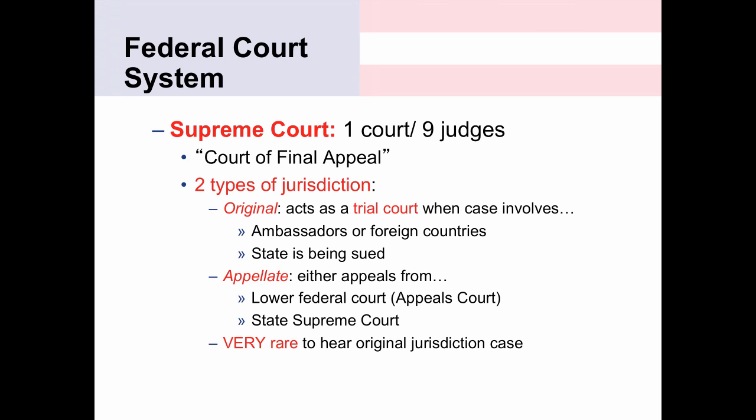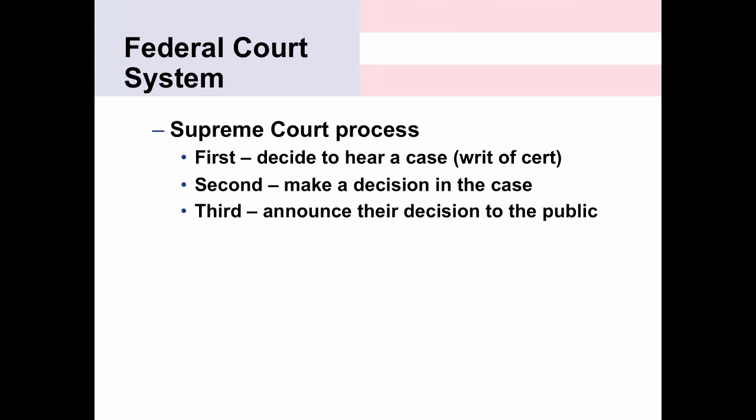All of the Supreme Court cases we've talked about throughout this entire semester, the Supreme Court has acted on its appellate jurisdiction and acted as an appeals court, not as a trial court. So those are the three levels of the court system. Let's talk about Supreme Court decision making. There is a three-step process that the Supreme Court goes through when deciding a case. The first is they have to decide to hear a case, as we'll talk about in a second.